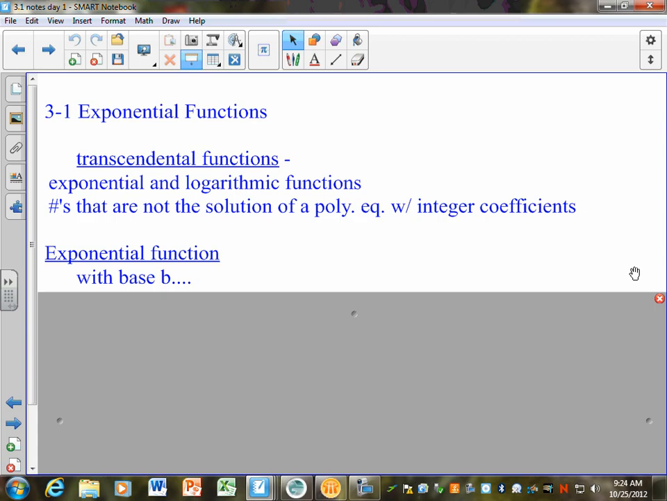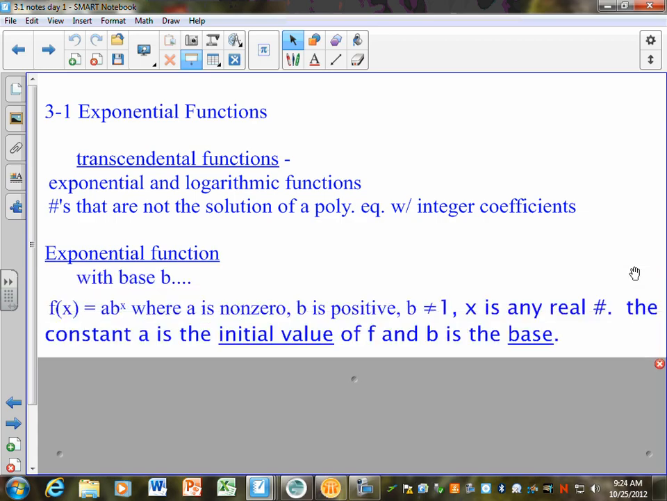But let's get to the good stuff here. What is an exponential function? I'll let you write down, then we'll go through it. But hopefully this is like, oh yeah, I kind of remember this.